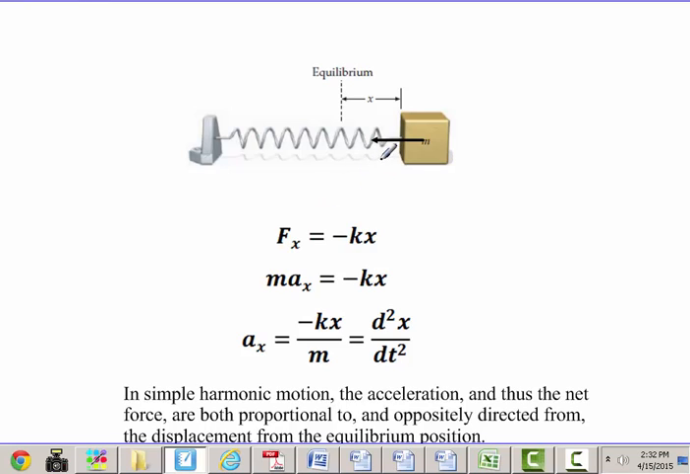When you have a spring that's attached to a mass, the force that's going back is always going to be in the opposite direction that it's being deflected. So if the object's being deflected to the right, then the force coming back is going to be to the left. So that's why you get F is equal to negative kx.